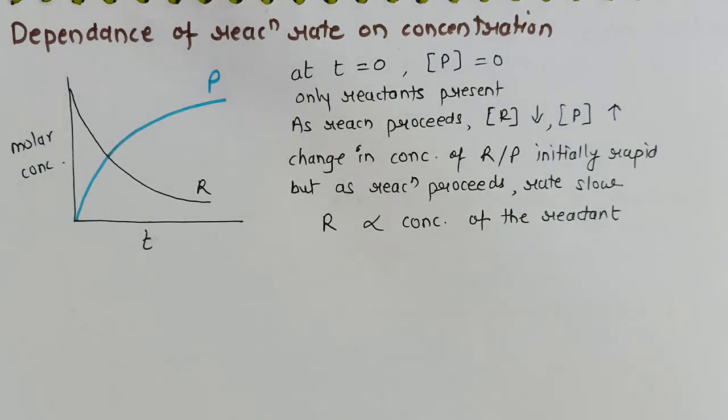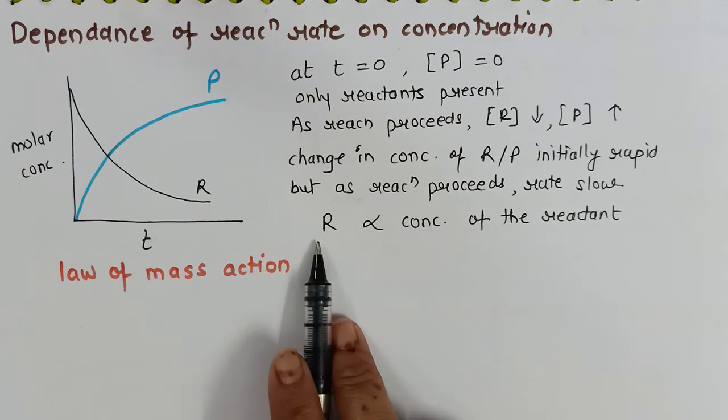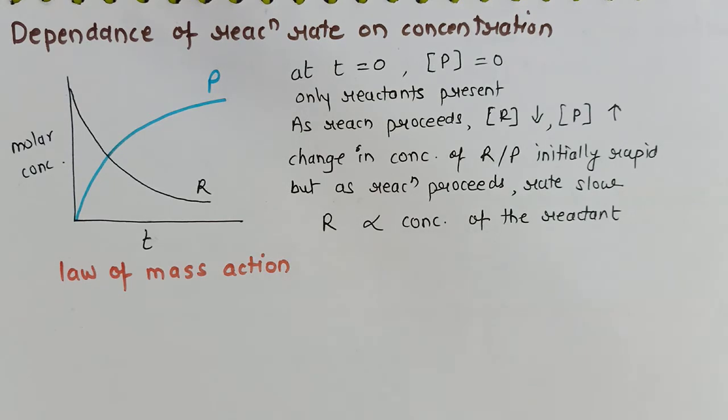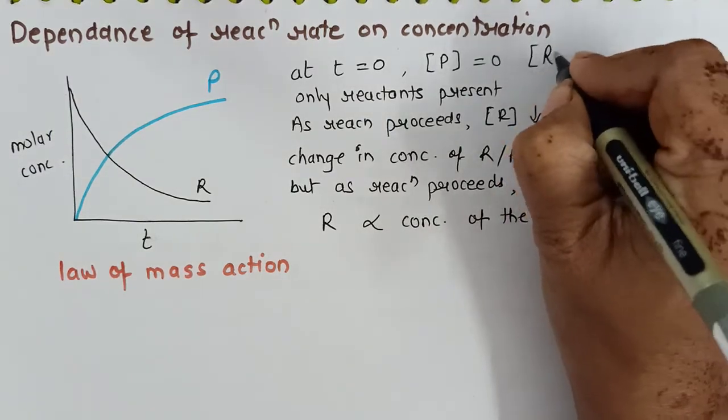Therefore, to increase the rate of a reaction, we have to increase the concentration of the reactant, or as we increase the concentration of the reactant, the rate of reaction will also increase. Once we know that the rate depends on the concentration of the reactant, we have to know the quantitative relationship between the rate of a reaction and the concentration. This quantitative relationship between the rate of the reaction and molar concentration was given by the law called the law of mass action, and therefore the dependence of reaction rate on the concentration is also called the rate law.